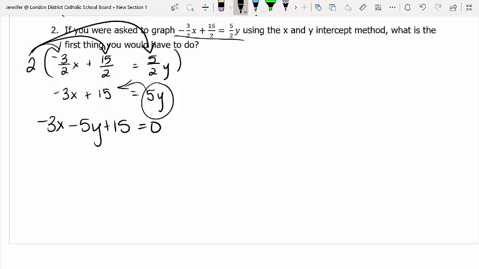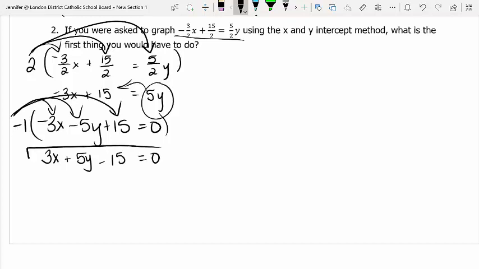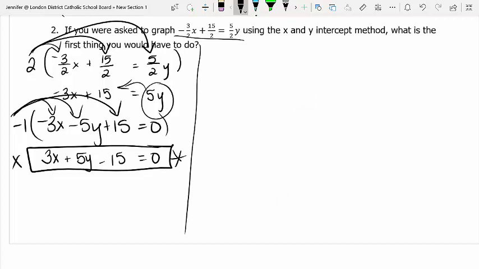And finally we have to make a positive. So I'm going to multiply the entire equation by negative 1. So negative 1 times negative 3x is 3x. Negative 1 times negative 5y is 5y. Negative 1 times 15 is negative 15. Now we are in standard form, right? A, B, and C are all whole numbers, and A is a positive number. So now to graph it, you would just use this equation and you'd find your x and y intercepts.